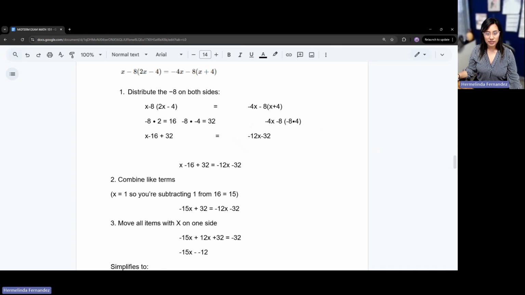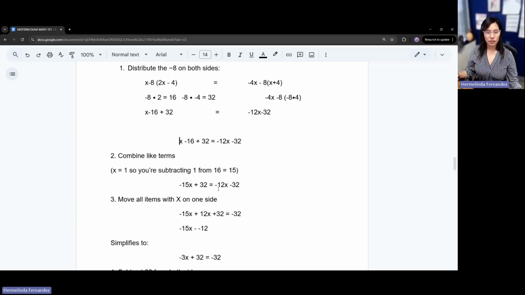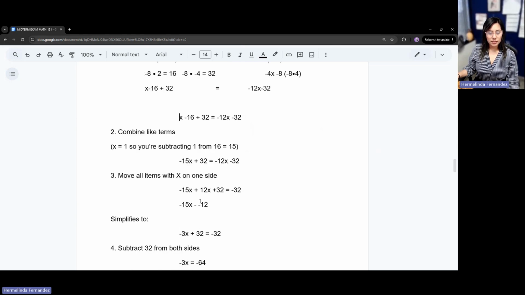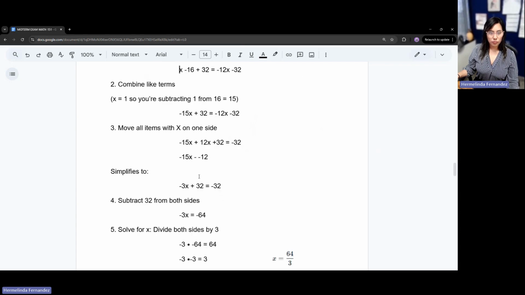Negative 15x's are on there now, so you don't have a whole x, you have negative 15x's. So negative 15x plus 32 equals negative 12x minus 32. We want to move all the x's to one side, so you do negative 15 plus 12, because you're moving that x over, plus 32, and then you have negative 32. Then you'll distribute that: negative 15 minus that negative 12. You bring that over, and those two equal 0.